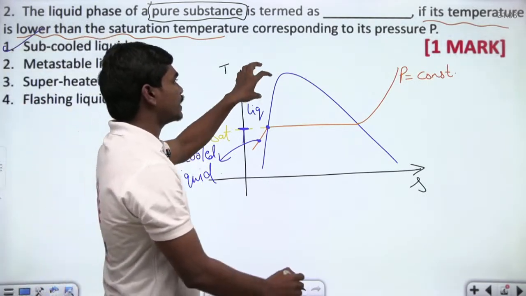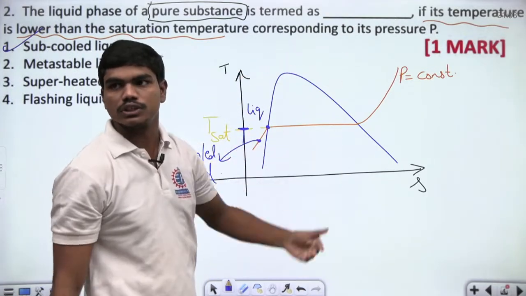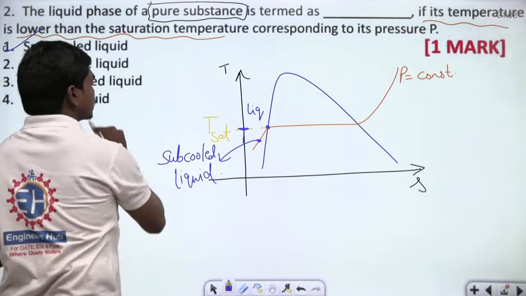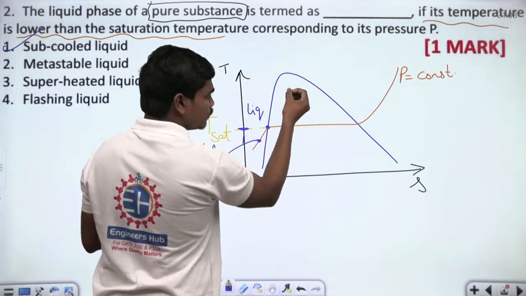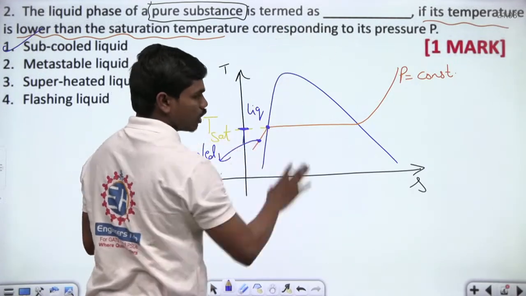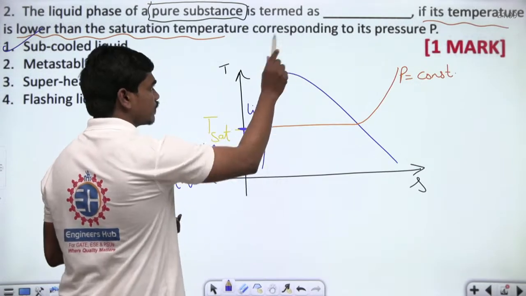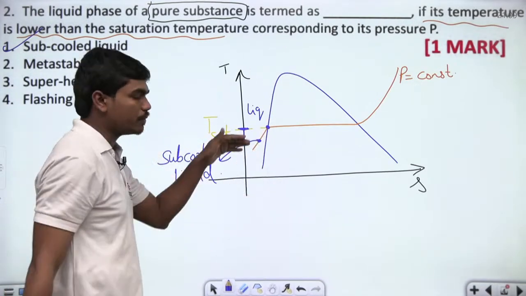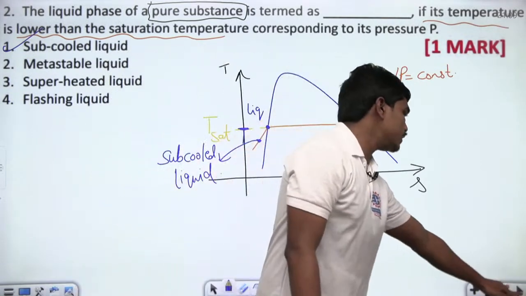Flashing liquid is something at this point, because it suddenly flashes from liquid state to vapor state. We call this flashing liquid, which is somewhere here near the critical state, so that if you supply a little amount of heat, it flashes all of a sudden to its vapor form. So for the time being, the answer to this question is subcooled liquid, because it is at a lower temperature but on the same pressure curve. Okay, let's go for the next question.